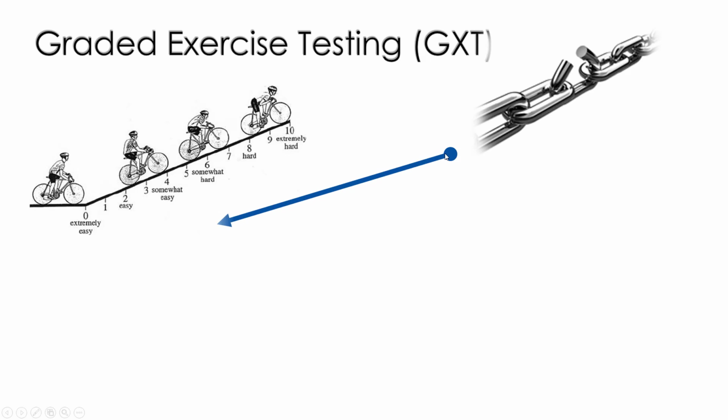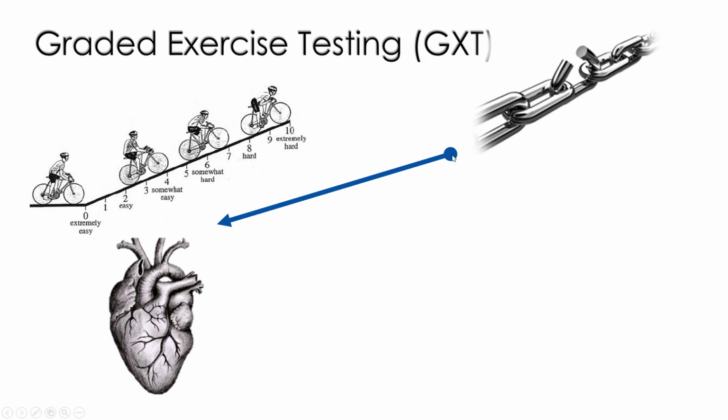Where are some of these weak links in the chain? The heart is a huge weak link in the chain. We can assess this with electrocardiography, ECG, to understand where in the heart there is a problem. Is it the atria? Is it the ventricles? Is it with the blood supply? Is it with the conduction system itself? Many different problems that don't really come out until we exercise.